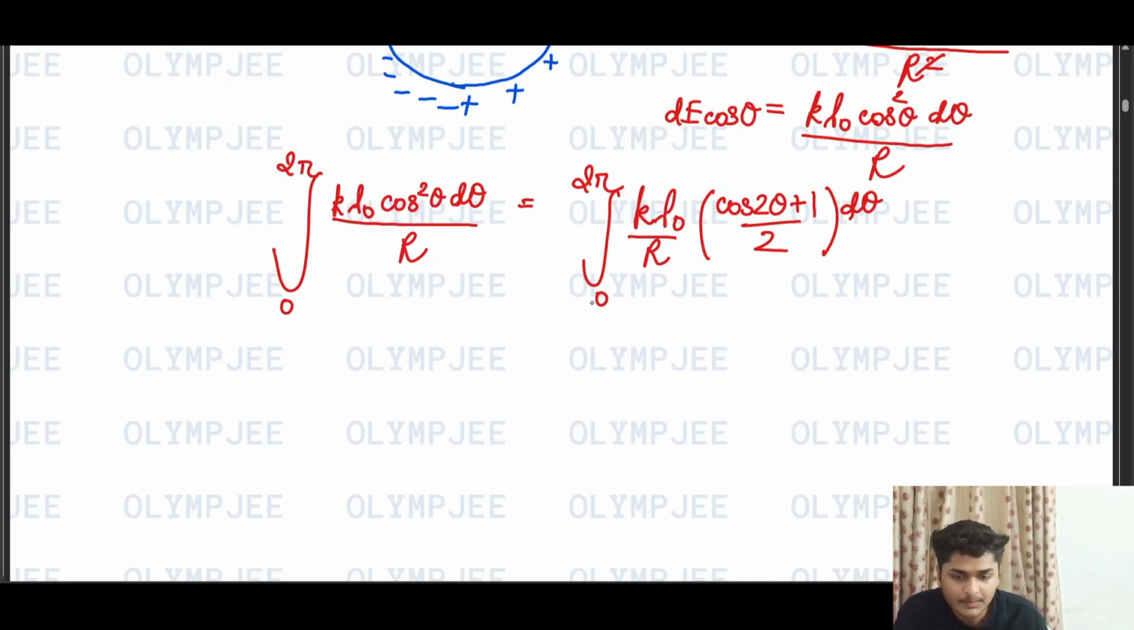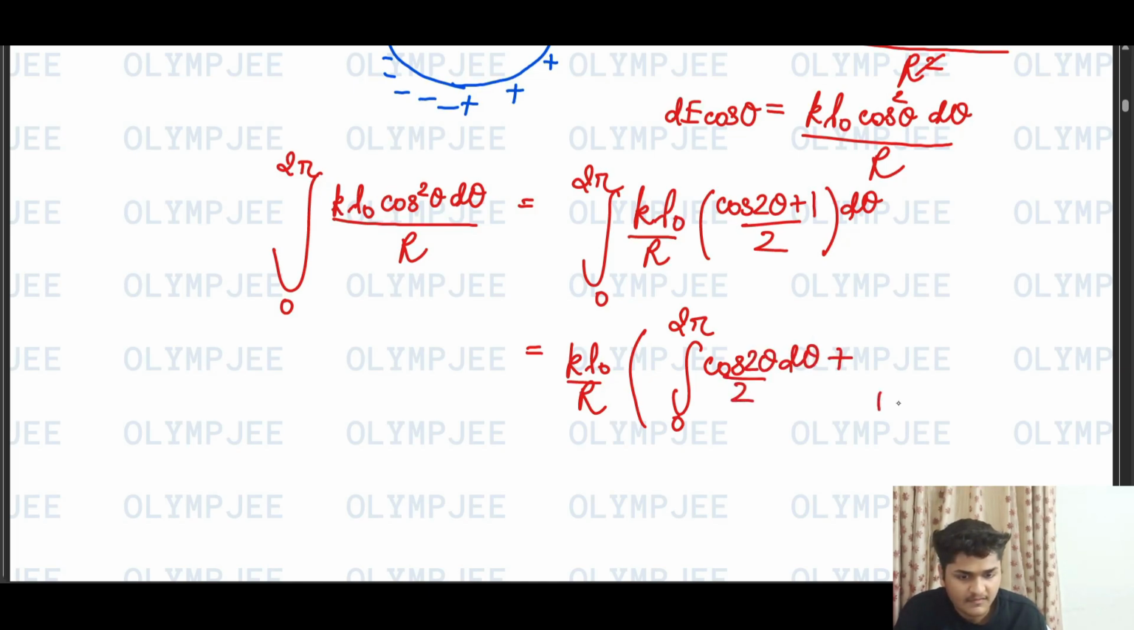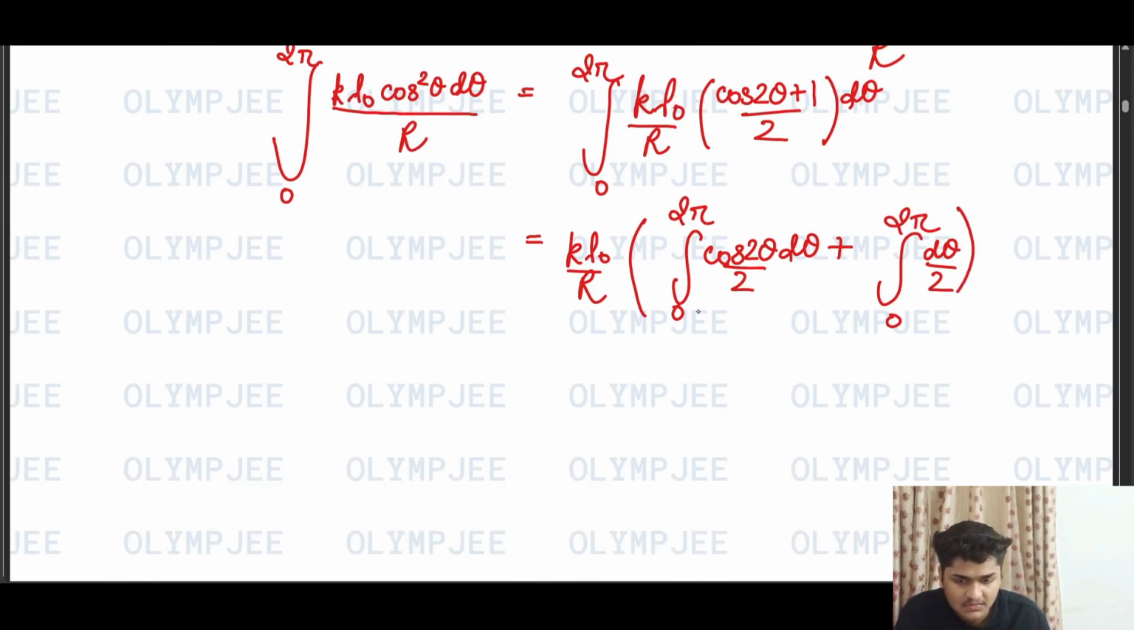So now this will become plus of d theta by 2 from 0 to 2 pi, right? So now this will become k lambda naught by r, and integration of this will be sine 2 theta by 2.